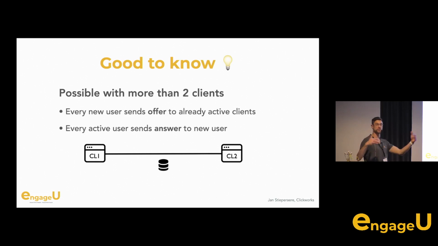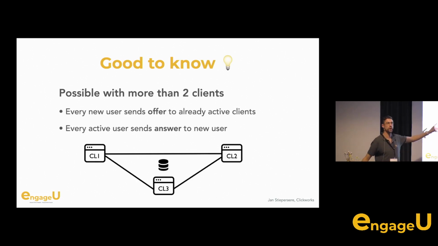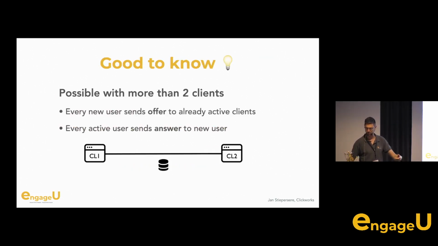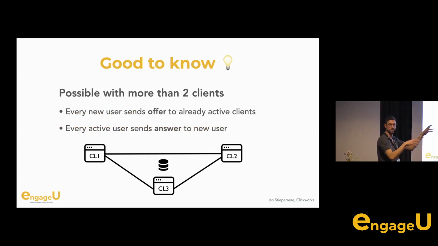Is it possible to have streams with more than two? Yes, it is. It's as easy as two-way communication. What if client 3 comes in? Just every new user will send its offer to both 1 and 2, and at that time, those two clients send their answer back, and you have video chat with 3. You just, of course, need to build your web page for that.